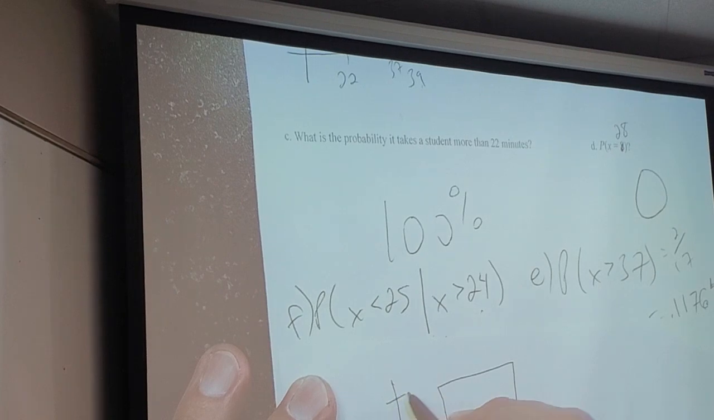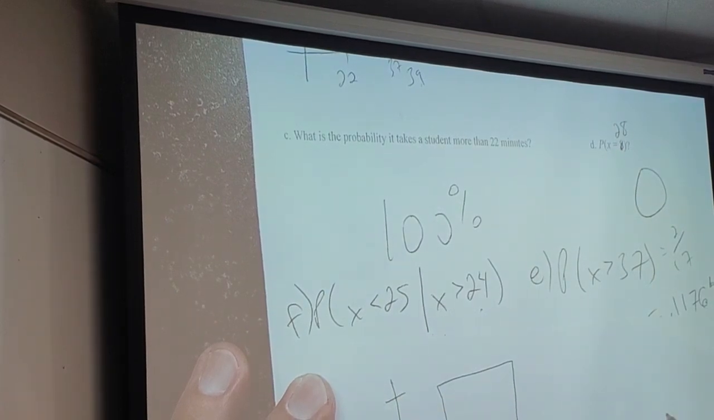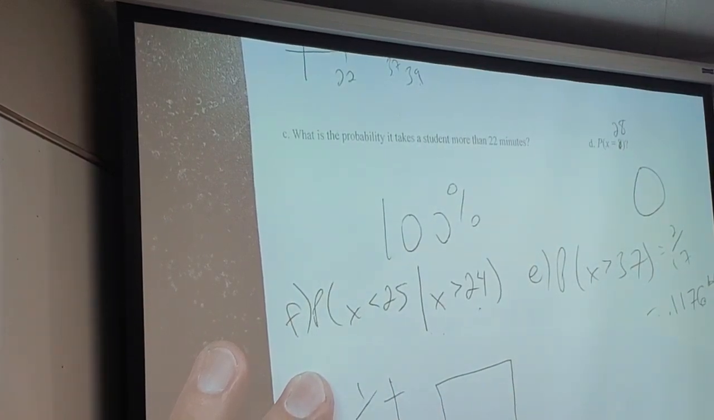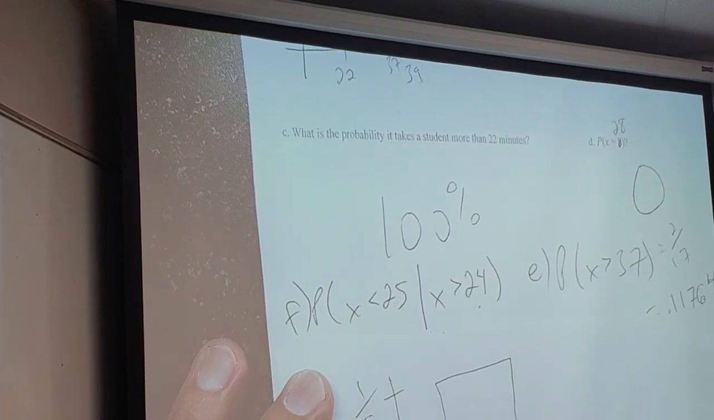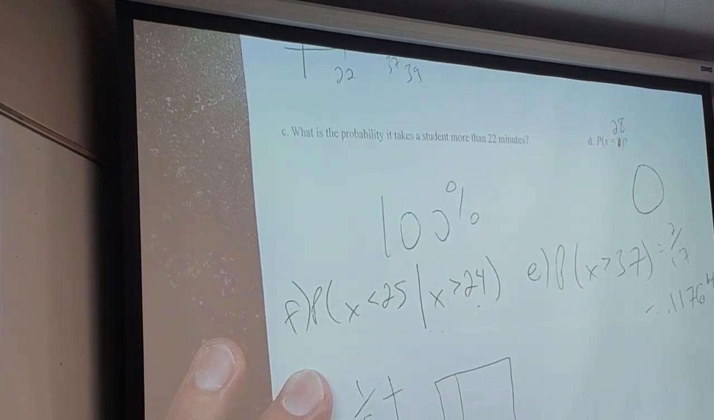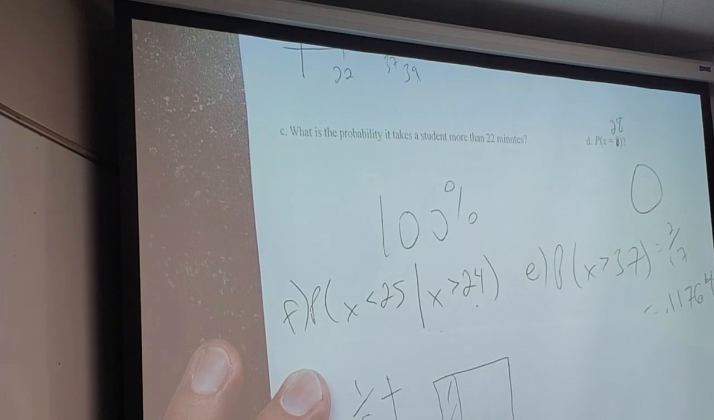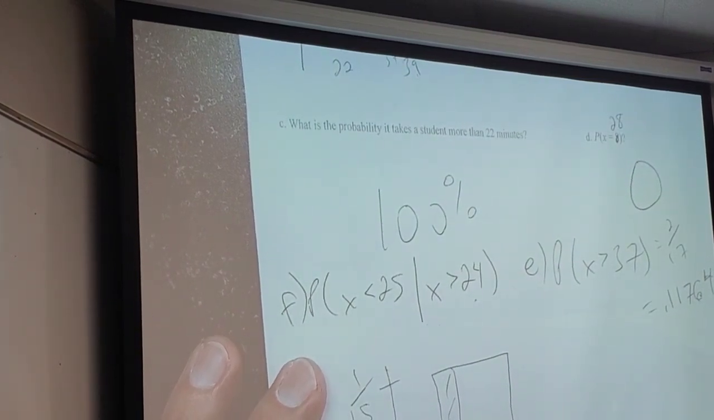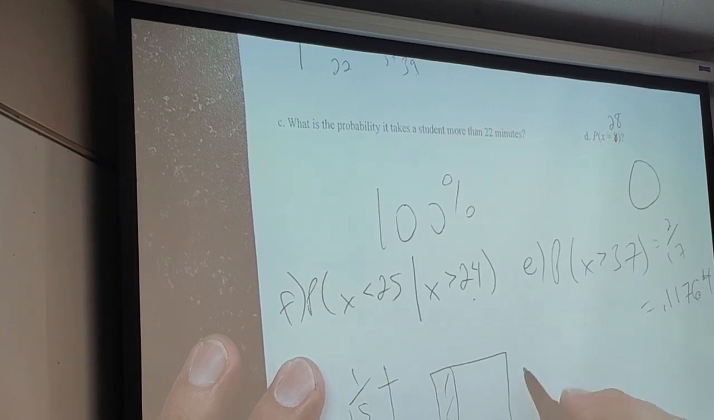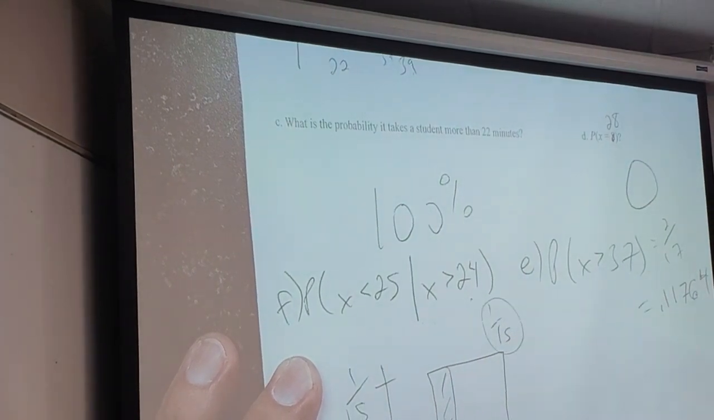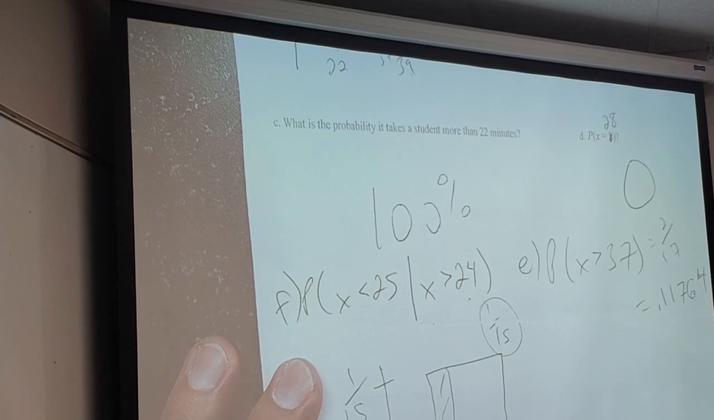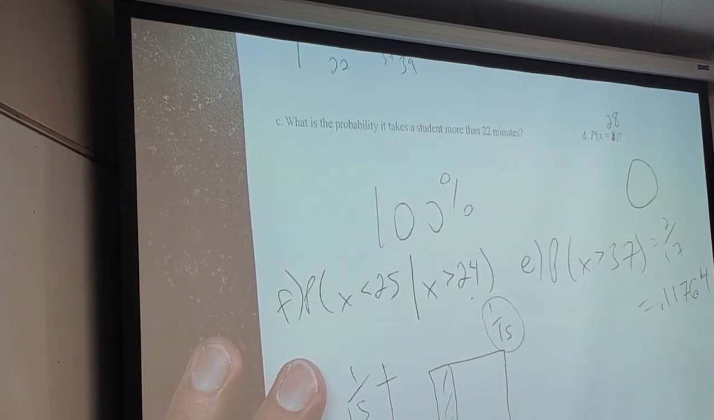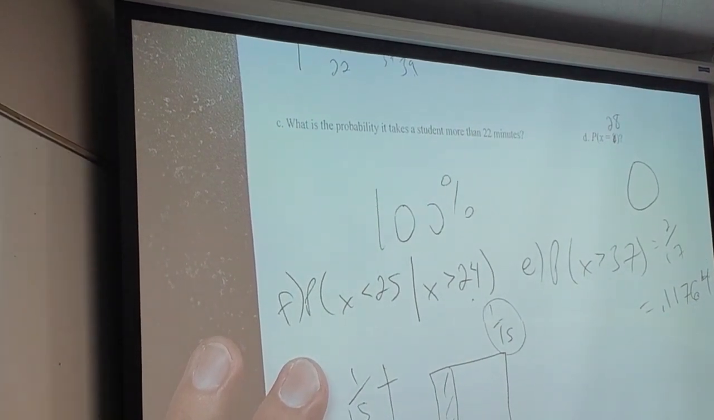What's the height now? One fifteenth. And now I can do less than 25. What's the width? 1 times 1/15, so 1/15. And then whatever that is, you divide it.